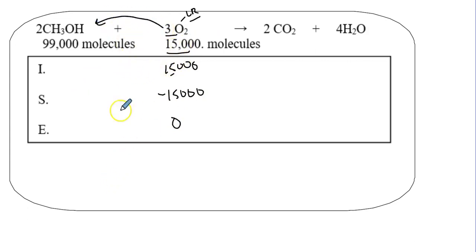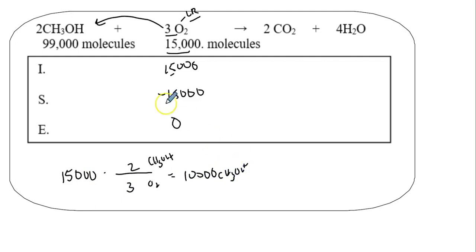And that's going to be at a 3 to 2 ratio, so 15,000. Get rid of the O2 and go to the CH3OH at a 3 to 2 ratio. So that's 2 times 15,000 is 30,000. 30,000 divided by 3 is 10,000. It's always interesting to see if you can do this in your head. CH3OH, and that's what I need. So I have 99,000 of these things. And I need 10,000, gives me 89,000 left over.